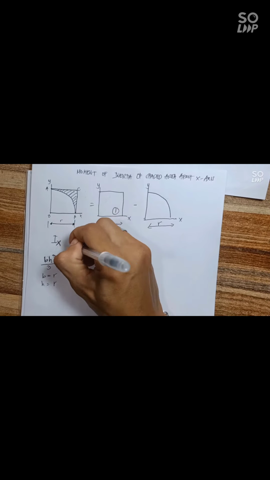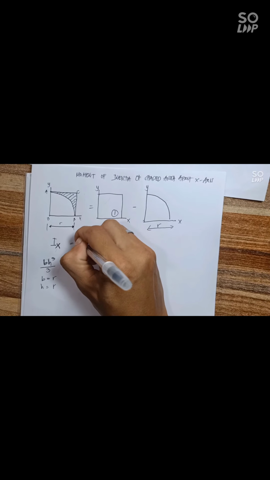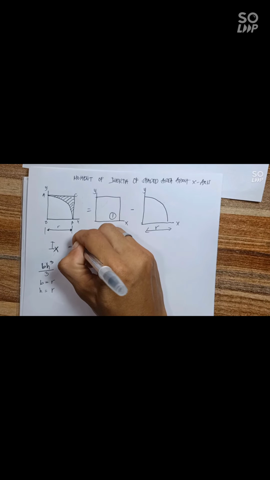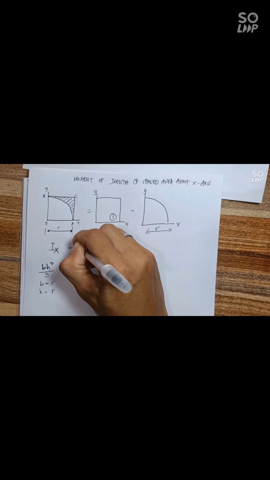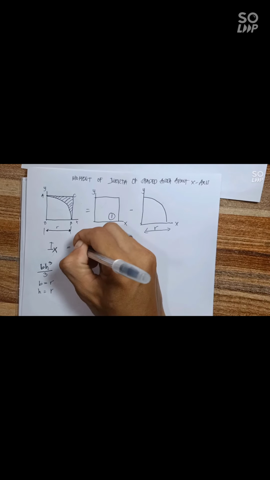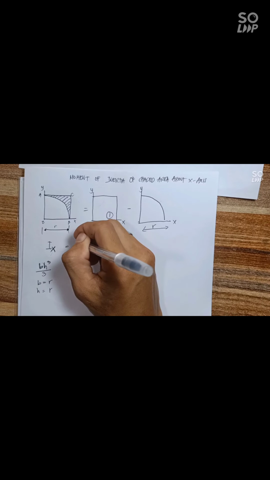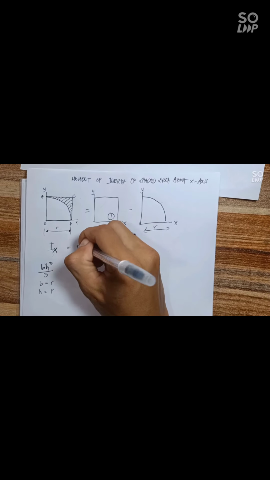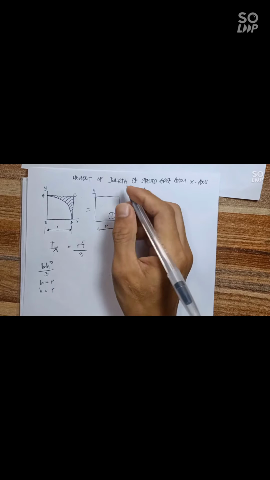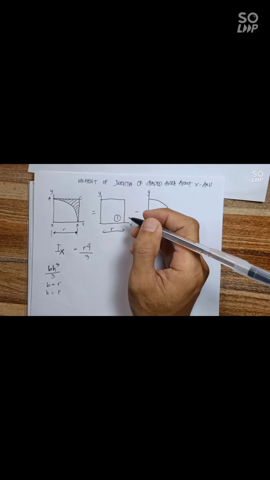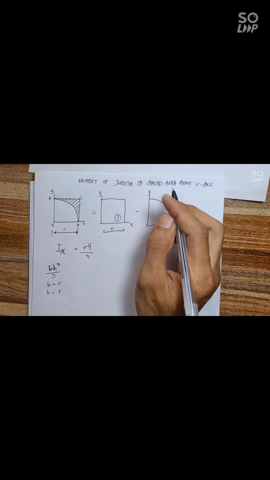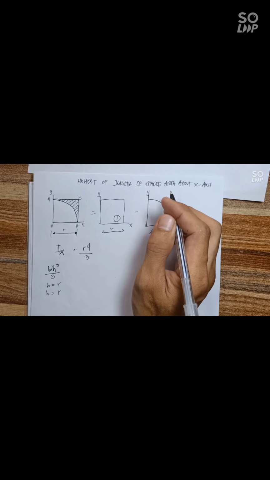divided by 3, which is nothing but r to the power 4 divided by 3. So this is the relation for a square of dimension r. So this is the moment of inertia of the area of a square of dimension r.